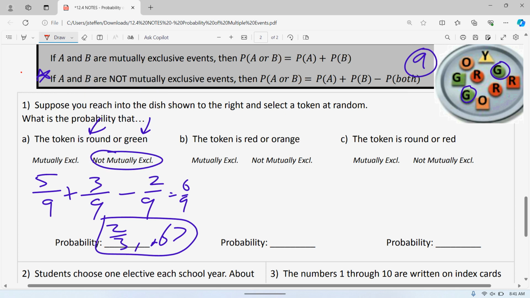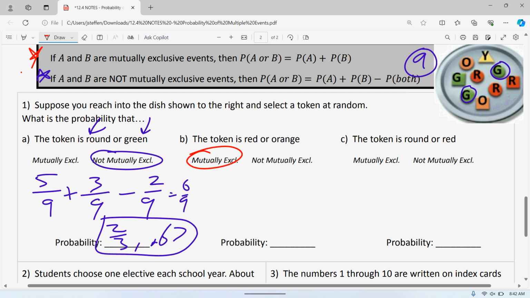A token: the probability you pick a token and it is red or orange. Well, this one, are there any that are both red and orange at the same time? There aren't any. They're either red or they're orange. So this one is mutually exclusive. They completely exclude each other. So technically, you're going to use that first equation. But I'm going to show you that if you use the second equation, it's going to end up as the same thing. And so I always use that second equation.